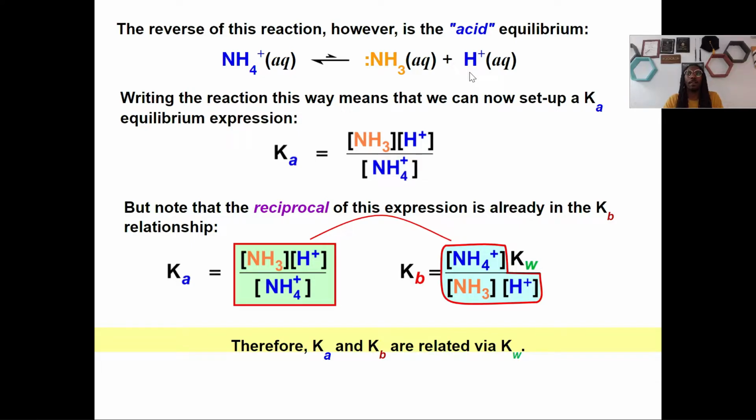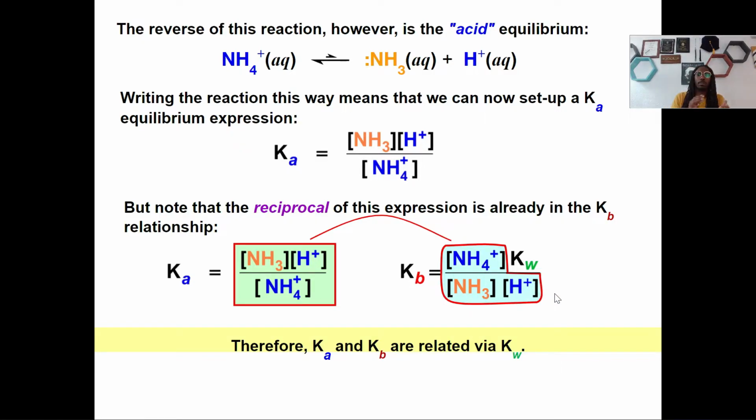If we go to write the value for my Ka, it's going to look like products over reactants: NH3 times H plus over NH4 plus. So now we have an entirely new equilibrium expression for my Ka. Basically, we can note that this expression here is our relationship. Ka is NH3 times H plus over NH4 plus. And the flip side of that, or the reverse, is our Kb: NH4 plus over NH3 times H plus.